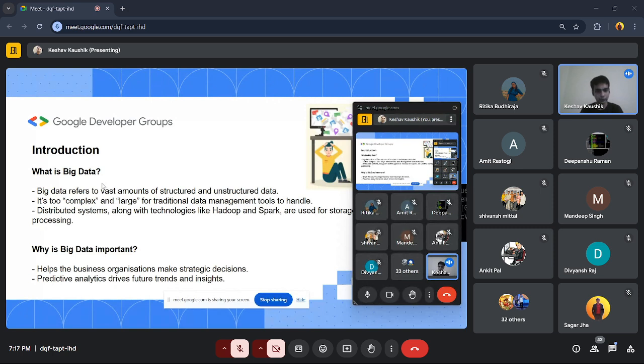So we have to use distributed systems and distributed technologies. Like we have to use multiple servers for that data and link them all together. So what we're going to study in this presentation is how to handle big data. Why should we even learn big data in the first place? Does it have any future? Okay, so let's get started.